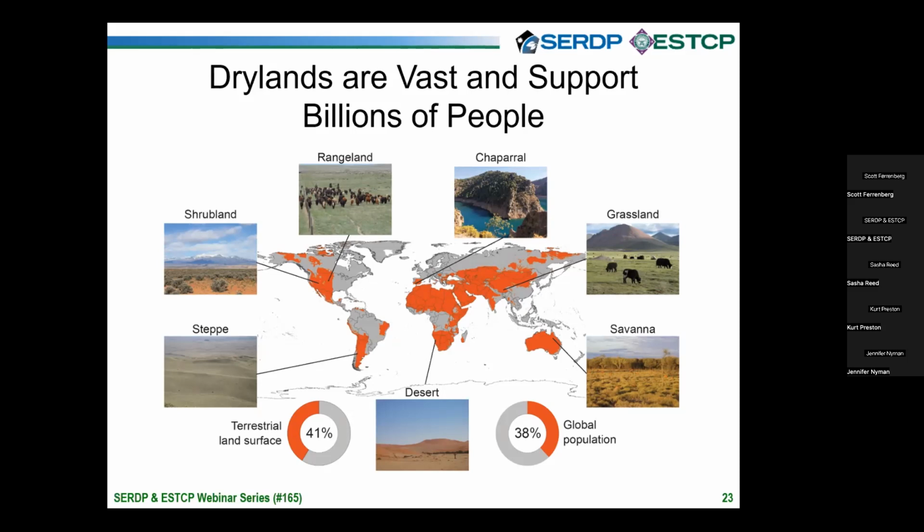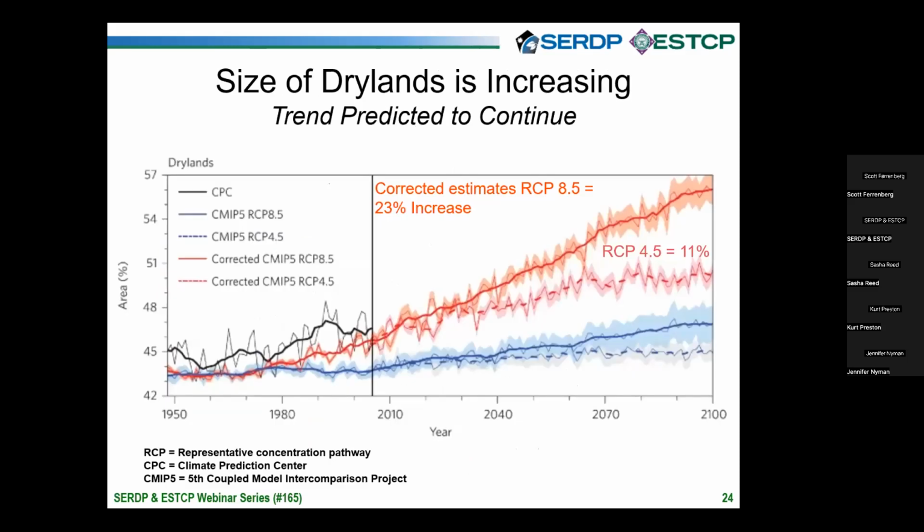Also, billions of people rely on these dryland ecosystems. They are the source of most of our rangelands. They cover these vast areas and provide us with lots of services that we depend upon. And with climate change, drylands are expected to increase in their size.